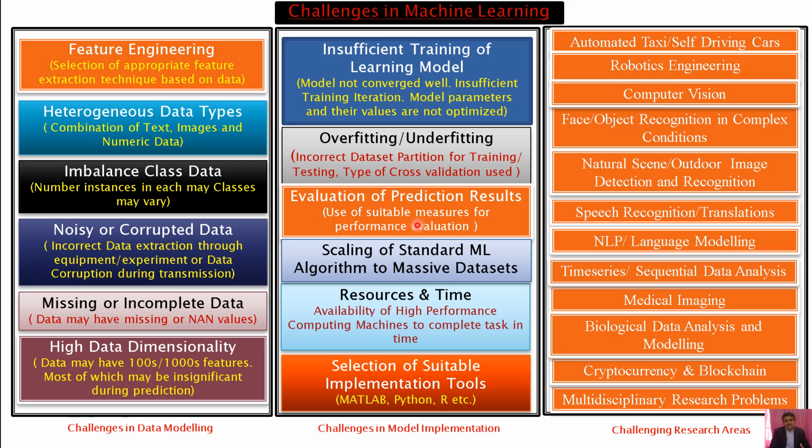While implementing machine learning for solving a variety of problems, we have to use suitable measures for performance evaluation. For classification of numerical data, we may use different performance metrics like accuracy, sensitivity, specificity, recall, or F-measure. While for image detection and recognition, we may use average precision or mean average precision.